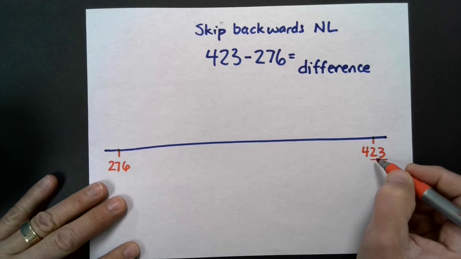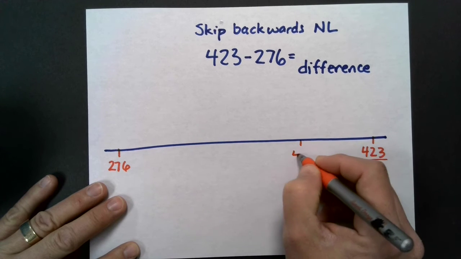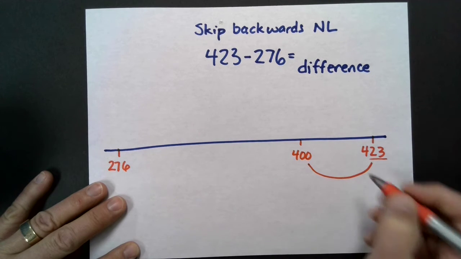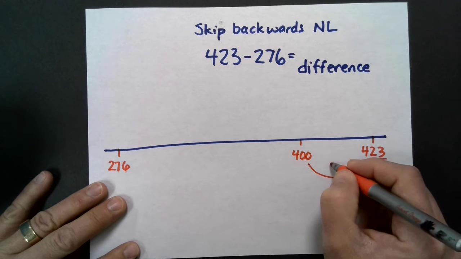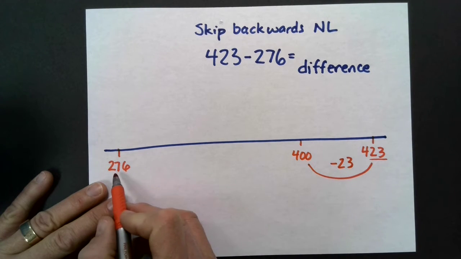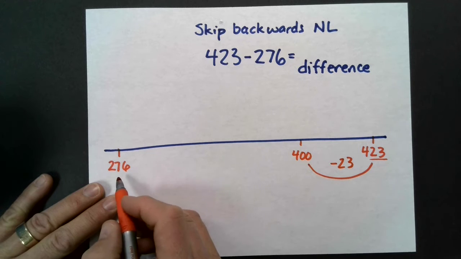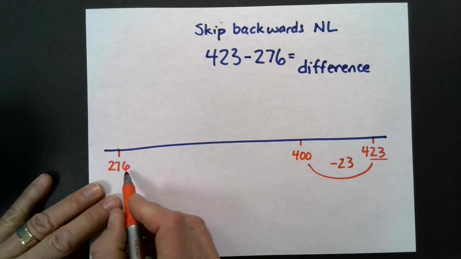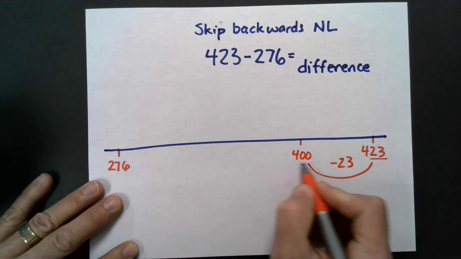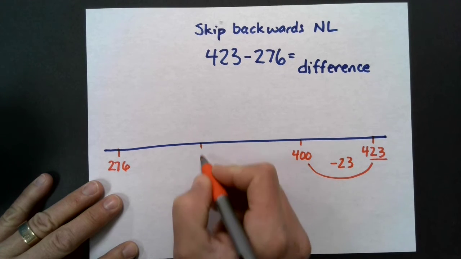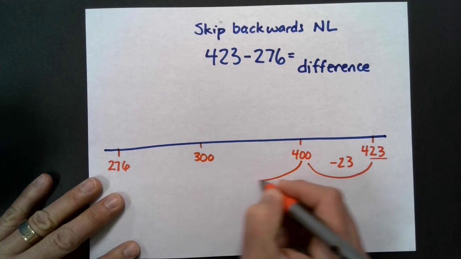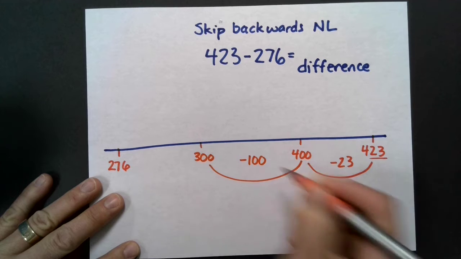So if I skip back 23, I'll be at an even 400. So I'm going to write my target here, and I'm going to go underneath the number line this time since I'm skipping backwards. So I'm going to subtract 23. Now I'm going to look at my 276, and I'm going to think about rounding here. I know that 276 would round to 300 if we're rounding to the nearest hundreds. And since I'm at an even 400, it would be really easy to go from 400 to 300. So 400 minus 100 is 300.